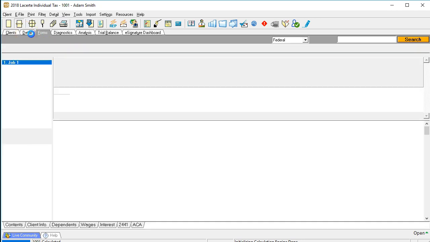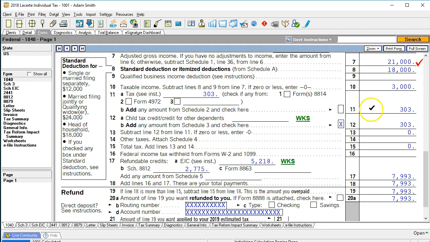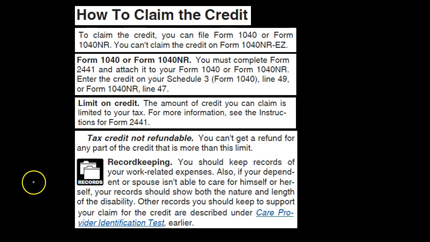If we were to increase this again then to, let's say, 21,000 of wages, you'll see now we're at 3,000 of income, 303 the tax, and now the credit has increased to 303 to bring the tax down to 0. That's before we get to, of course, the refundable items, the earned income credit and the additional child tax credit. Back to the text. Tax credit not refundable. You can't get a refund for any part of the credit that is more than this limit.